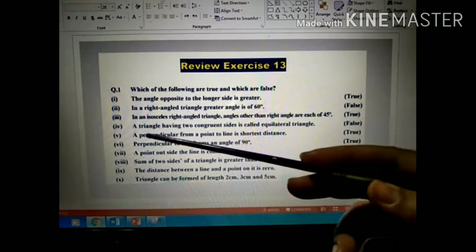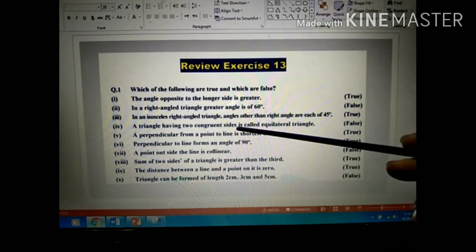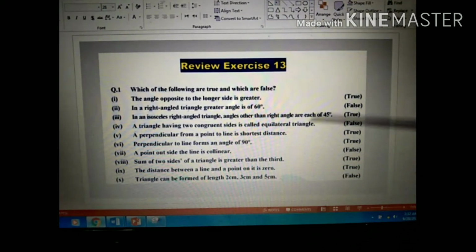This one is true. A triangle having two congruent sides is called equilateral? No. A triangle having all congruent sides is called equilateral. If all the sides are equal, then it is equilateral.